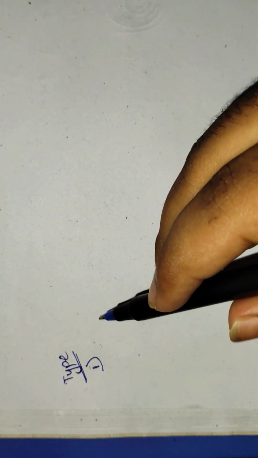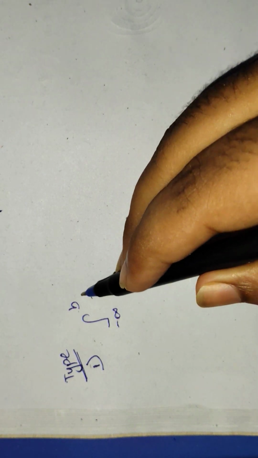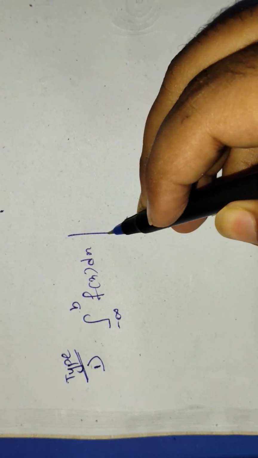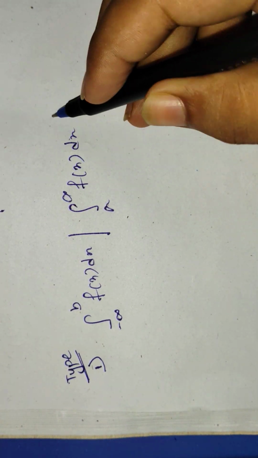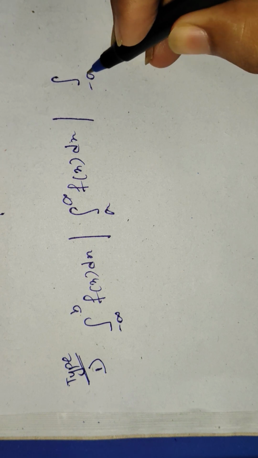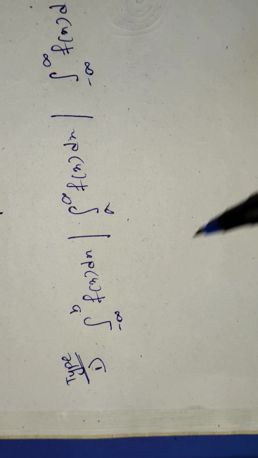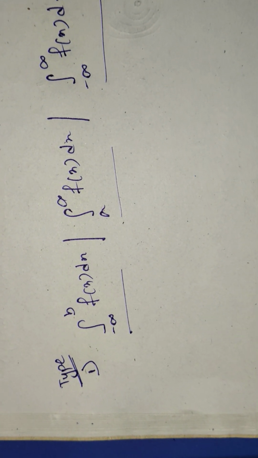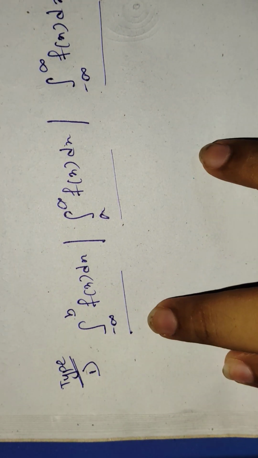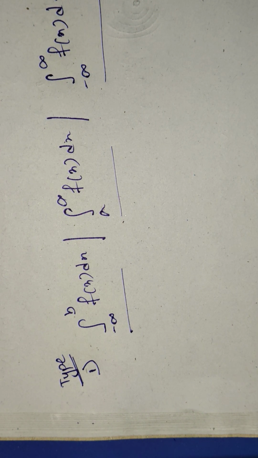First of all, what is type 1? Type 1 improper integration is like minus infinity to b of f(x) dx, a to infinity of f(x) dx, or minus infinity to infinity of f(x) dx. You will see three subtypes or sub integrals: this is the first one, this is the second one, this is the third one. So how will we approach solving them?